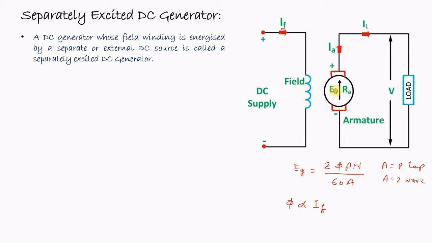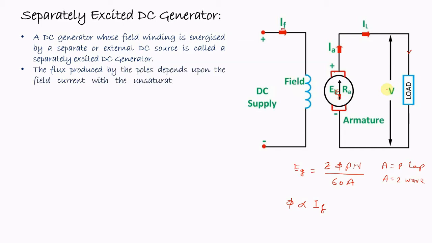Here the generated EMF is represented by E_G. R_A is considered as the resistance of the armature winding. I_A is the current flowing from the armature and I_L is the load current. So the current which is flowing from the armature, the same current will flow to the load. So here the armature current and the load current are the same. And here V is the voltage across the load.